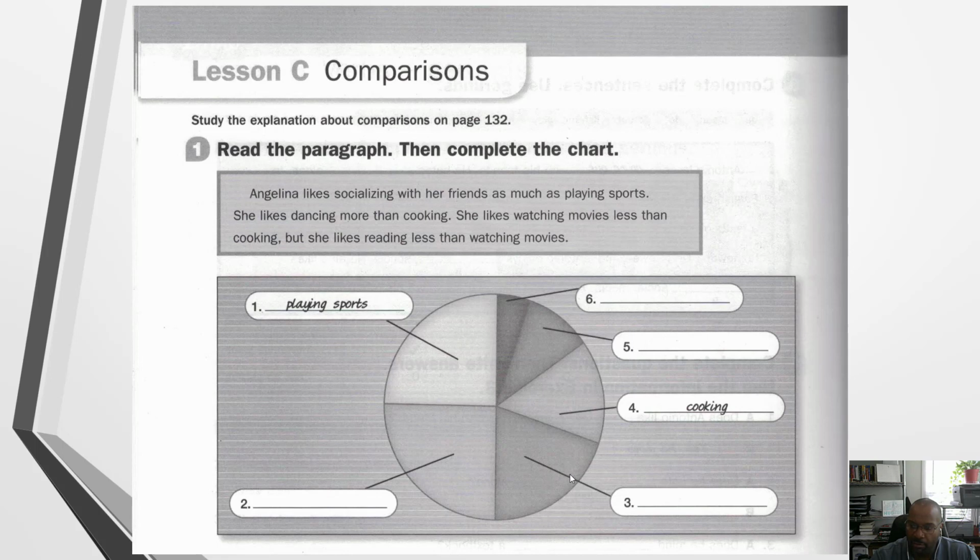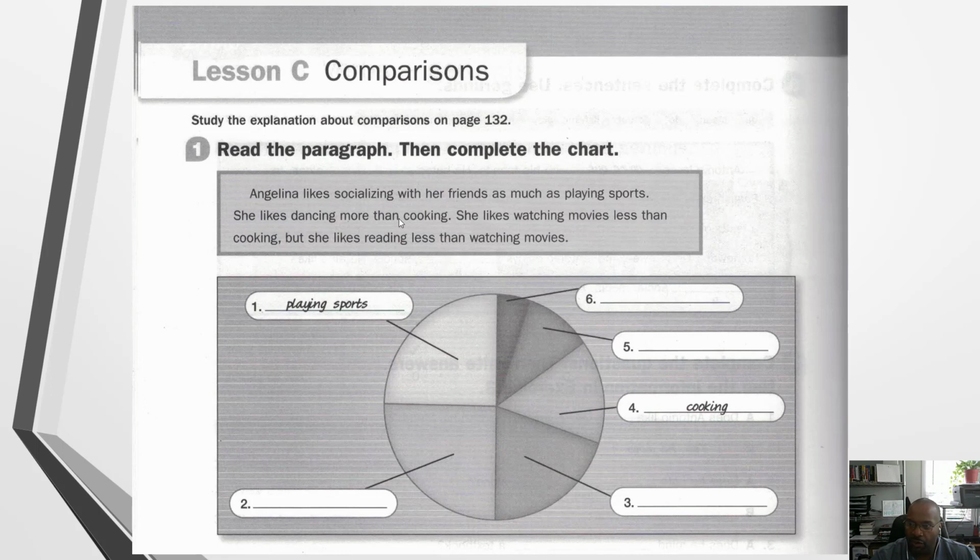And then we have something that's number 3 that's pretty big too, something that she likes. And then 4th on her list is cooking. All right. So let's put in what she likes and what she likes more than and less than into our pie chart based on what we see here. Angelina likes socializing with her friends as much as playing sports. So something that is as much as playing sports is this one. So for number 2, I put socializing with friends.